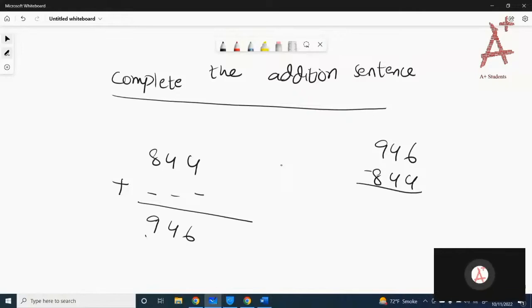You have to subtract the given number from the sum. Got it? So 6 subtract 4 is 2, 4 subtract 4 is 0, and 9 subtract 8 is 1. It would be 102. Got it? See, look, when you add them, 4 plus 2 is 6, 4 plus 0 is 4, and 8 plus 1 is 9. That means if you add 102 to 844, it would be 946. Got it?